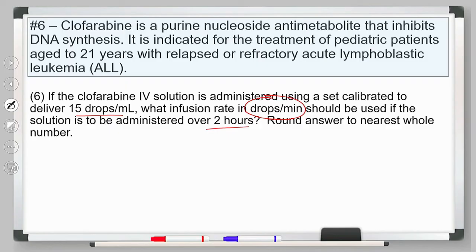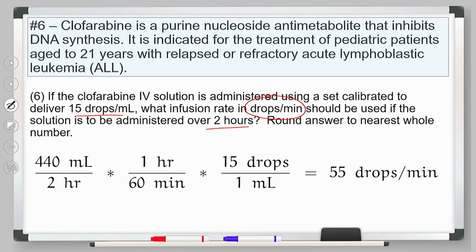What did we say the volume was going to be? We just solved for that. Would you remember? The total volume is 440 milliliters. That is the volume that has to be administered over 2 hours. There's my infusion rate. The problem is I need drops per minute in the end. So this is not drops and this is not minutes.